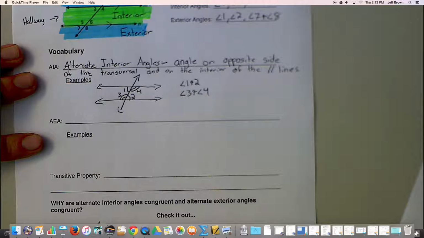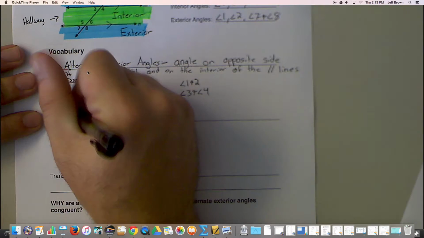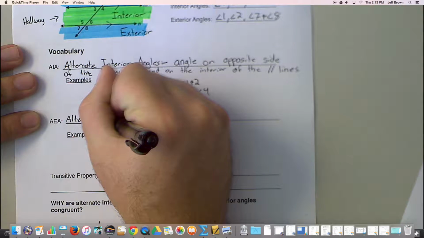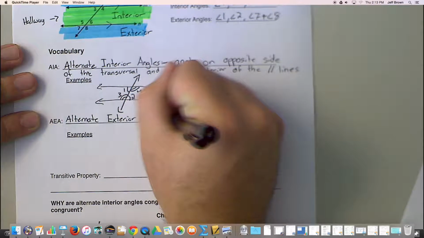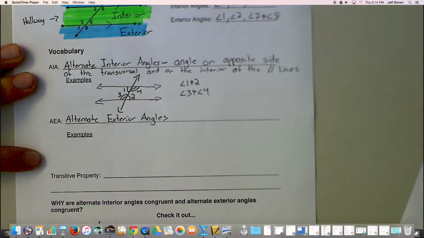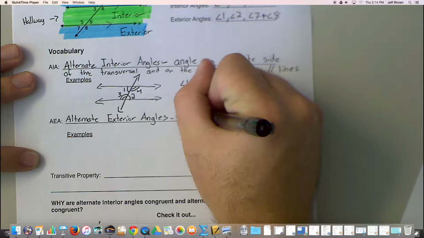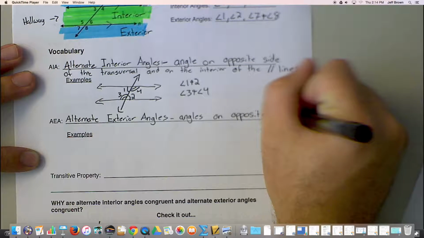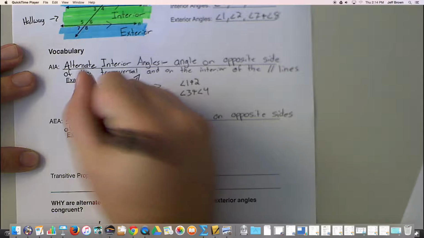Then we're going to move on to our alternate exterior angles. That is our AEA. AEA is alternate exterior angles. With our alternate exterior angles, those are angles that are again on opposite sides of the transversal.